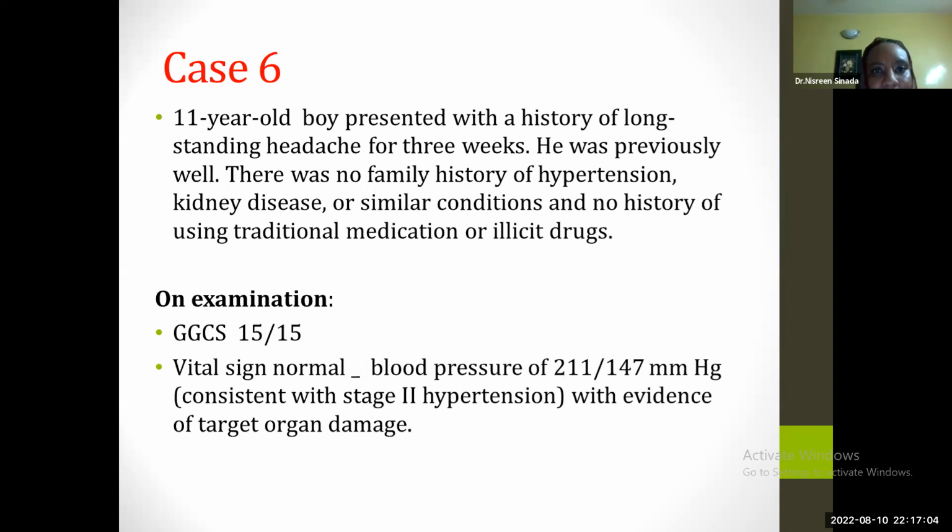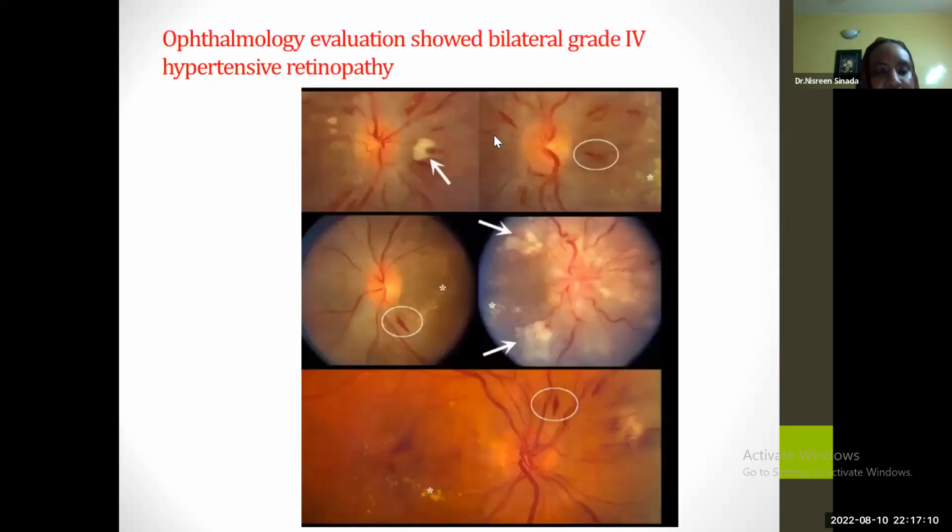When we did the ophthalmological assessment, we found that he had stage 4 retinopathy. And this is stage 4 retinopathy. Actually, this is not our patient's image, I took it from the textbook, but our patient has stage 4 hypertensive retinopathy. You see that there are cotton wool spots, exudates, and edema of the optic nerve.